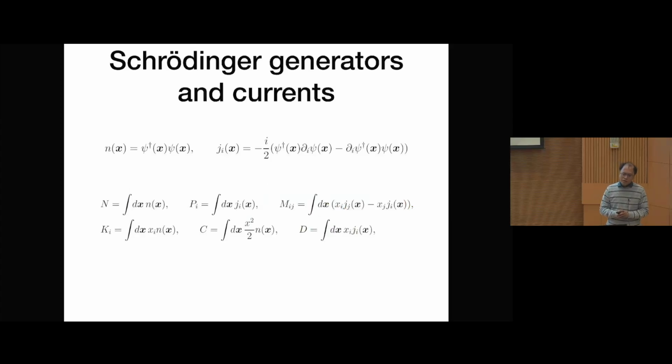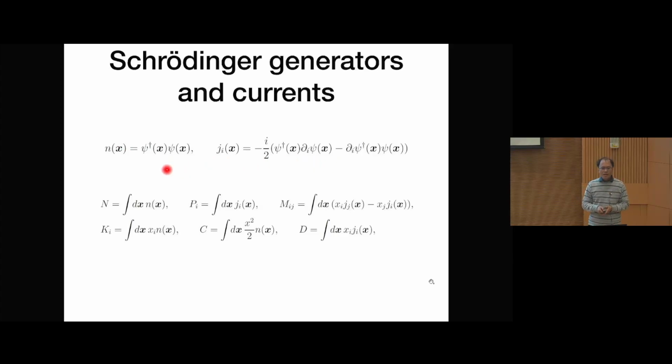One way to understand how these operators look like in the non-relativistic system is to express them through the density of particle number and the density of current. Suppose we have a theory where psi is the operator that annihilates a particle at point x, and then we can define two operators, the density operator and the current operator.